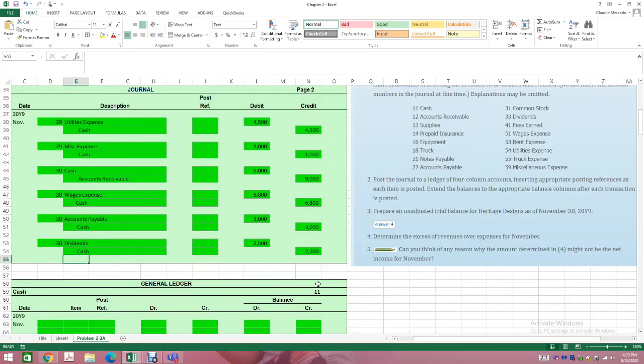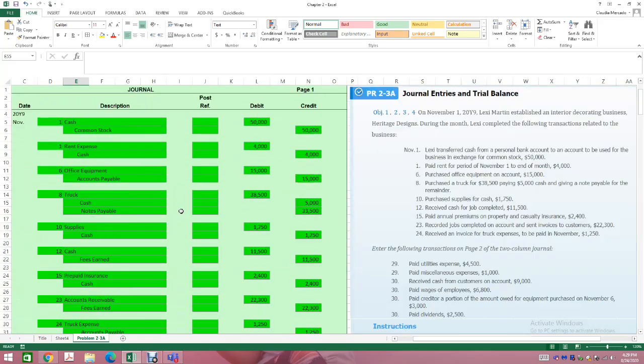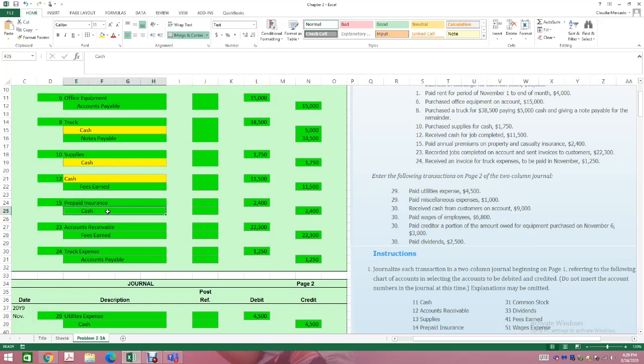So the first account that we have is cash. What we need to do is go back to our journal and identify all of the accounts that have cash involved. Okay? And I'm going to highlight them in yellow. I'm going to be highlighting them in different colors. That way we can keep track of the information. And remember, we're highlighting only the accounts that affect cash. Okay?